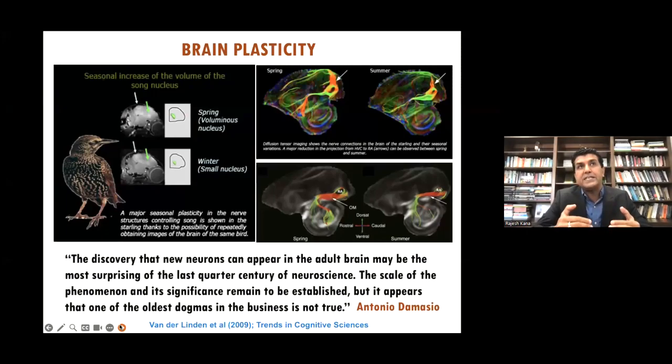So this was a question: what was the single most influential finding in the field of neuroscience? The question was posed to several different neuroscientists, and this was Damasio's answer, which means that until maybe a couple of decades ago, neuroscientists thought that no new neurons could be formed, and now we have a lot of evidence that even in adult individuals, neurogenesis takes place. So that's a huge aspect of brain plasticity.